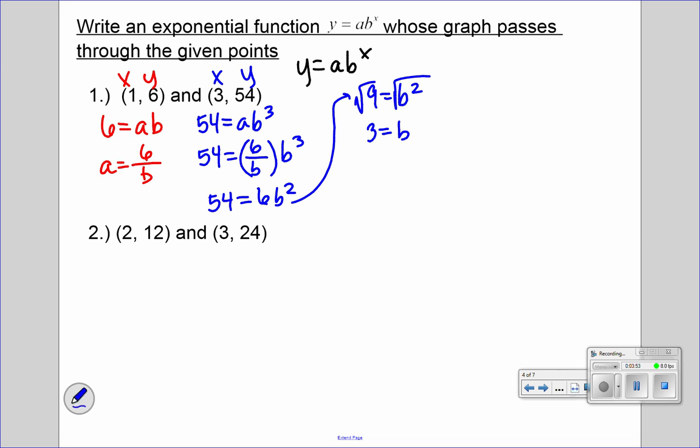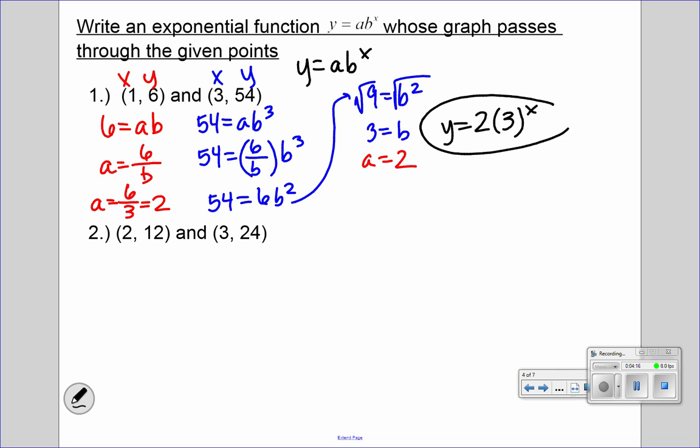Now remember, your a value is allowed to be negative because that shows a reflection, but b is always positive. Now that we know b is 3, we can plug in for a. So we get a is 2. So we now can write our equation, y equals 2 times 3 to the x. All right, let's do another one.